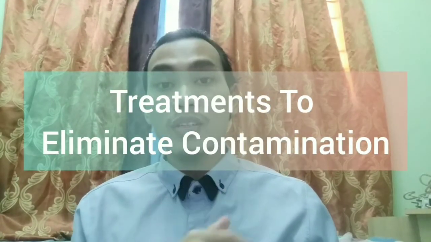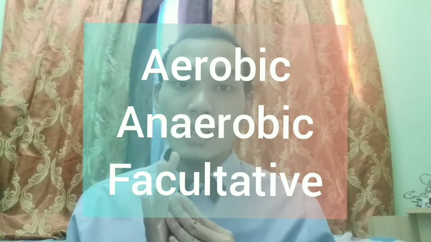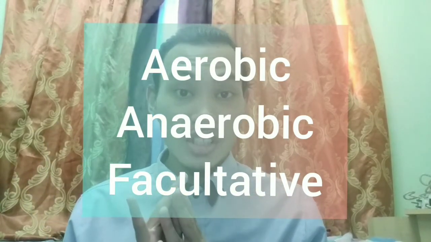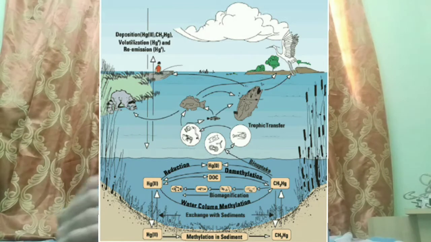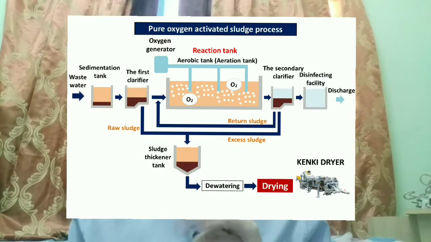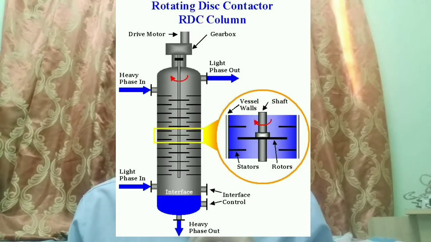Now I will explain the treatments to eliminate contaminants from wastewater. Firstly, biological and chemical contaminants can be eliminated using biological treatment. There are three types of conditions for this process to happen: aerobic, anaerobic, and facultative. This mechanism converts organic compounds into carbon dioxide and cellular materials. The common aerobic treatments used in plant wastewater processing nowadays are the activated sludge system, lagoons, trickling filters, and rotating disc contactors.